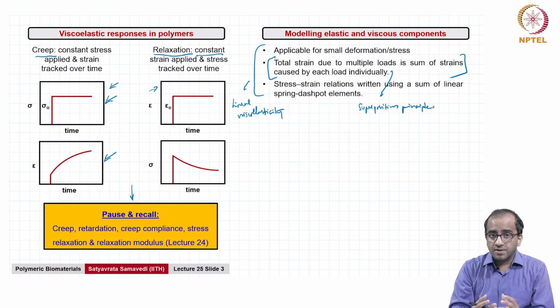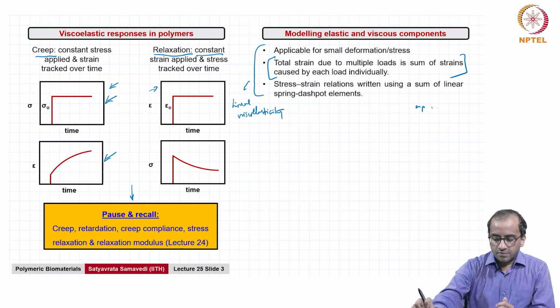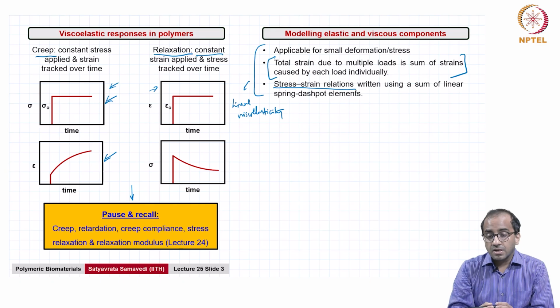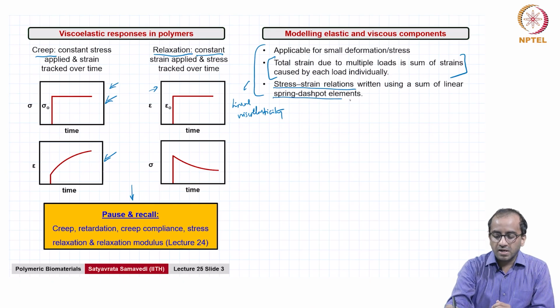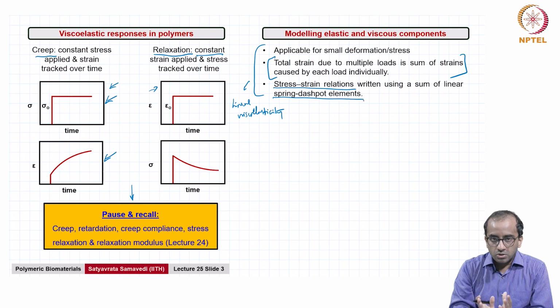And when you are dealing with linear viscoelasticity, this assumption applies. That also means that for these kinds of models, the stress strain relations can be written using a sum of linear spring and dashpot elements. So, we have introduced two new words here, spring and dashpot, and we will see in just a bit what they represent and how they can help us model different aspects of viscoelasticity.